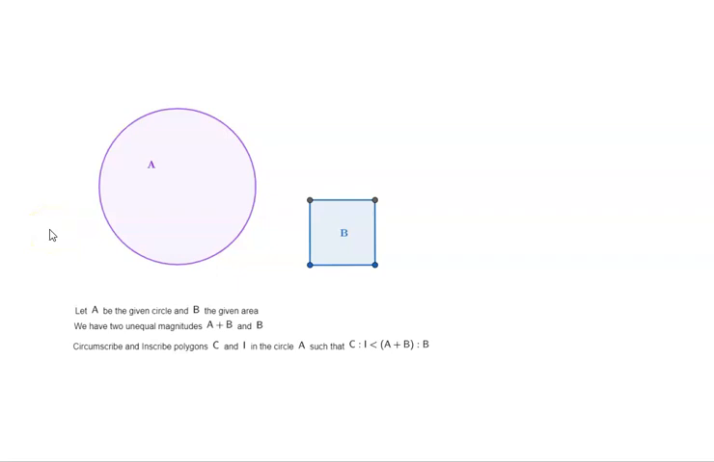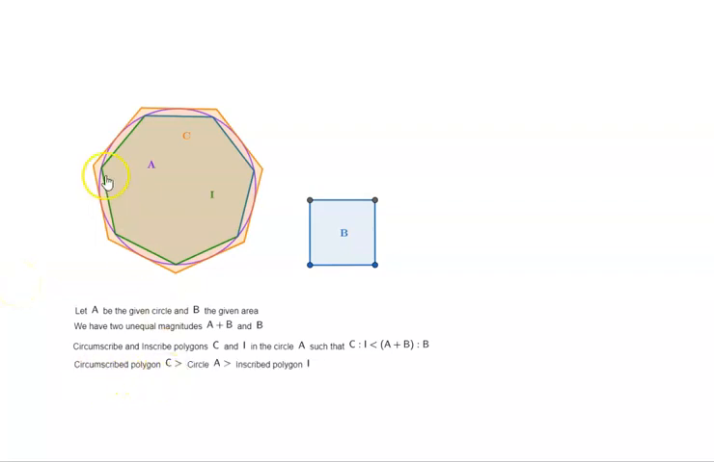So let's inscribe the polygon I, and now let's circumscribe the polygon C. We don't know whether this particular circumscribed polygon satisfies the criteria of the proposition. So let's see now. Circumscribed polygon C is greater than circle A, which is in turn greater than inscribed polygon I. Now C is to A is less than C is to I, which is in turn less than A plus B is to A.